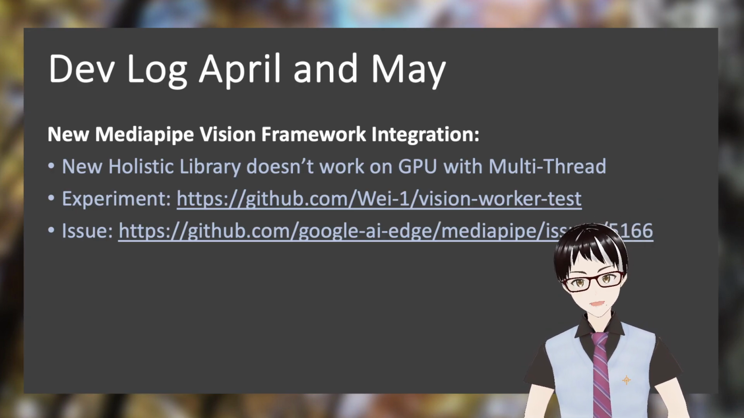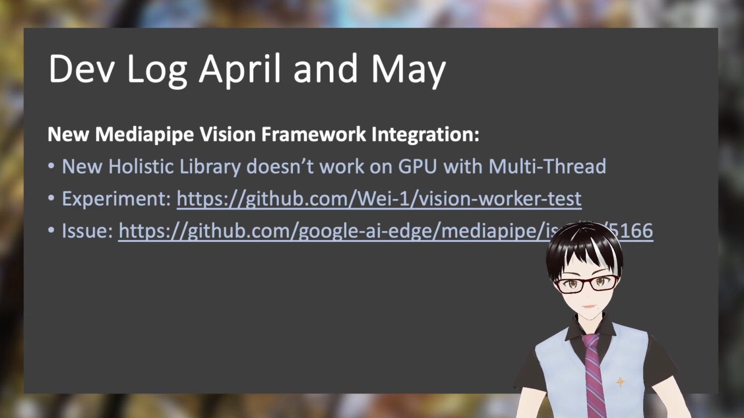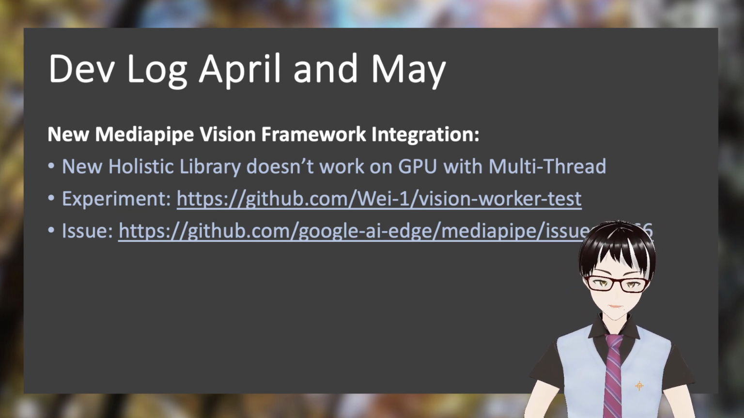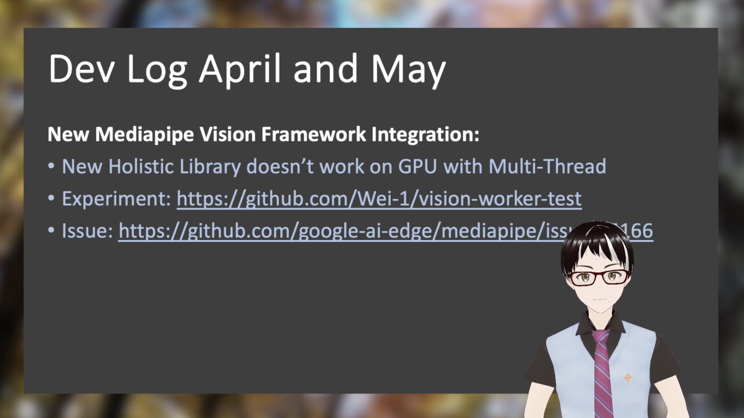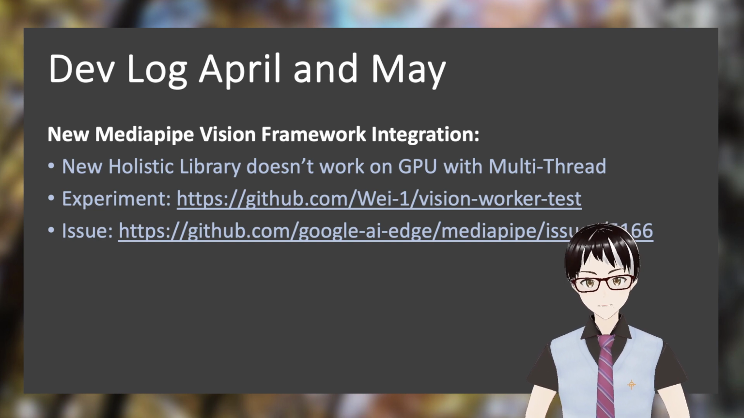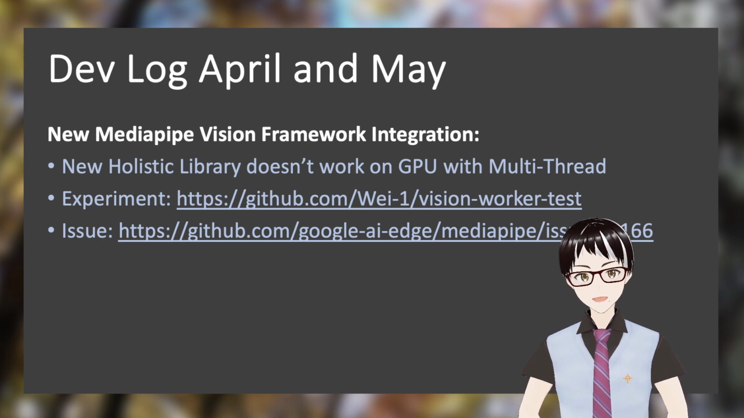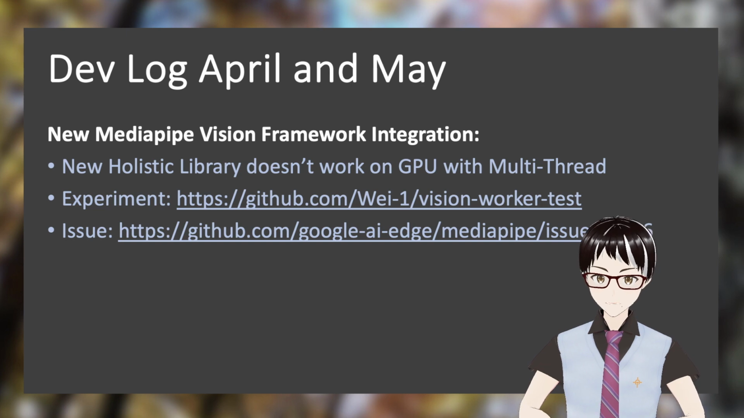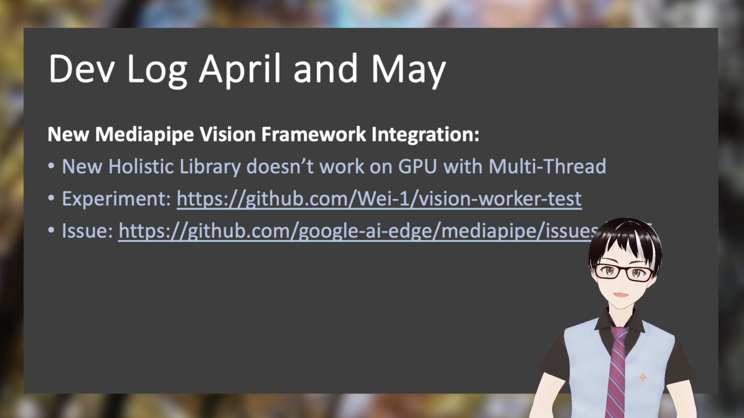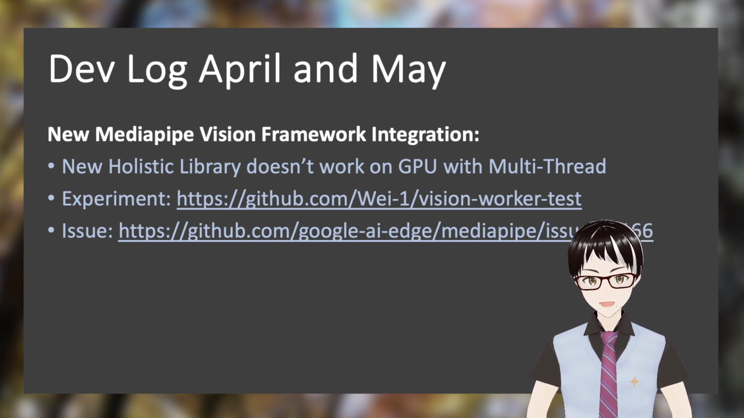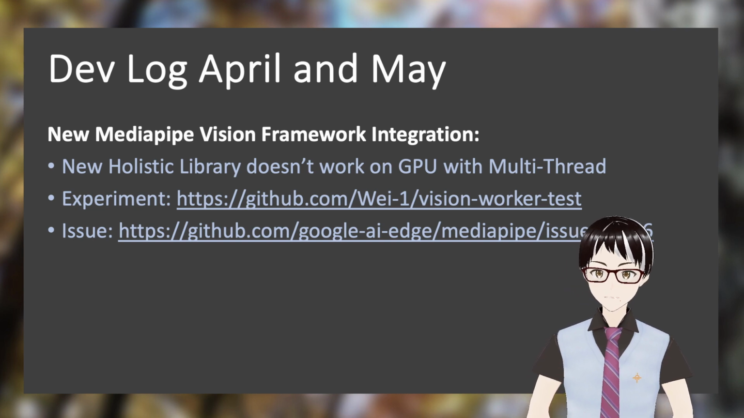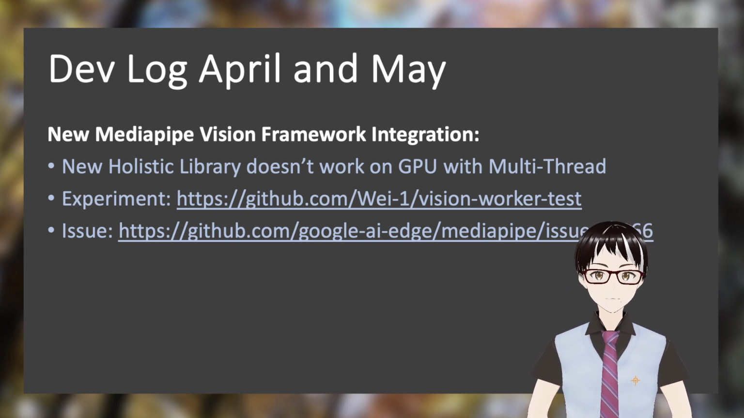We're trying to integrate the MediaPipe vision framework with the new holistic model so that we'll be able to run it in multi-thread and also run the holistic model to support the new 52 blend shapes. When we tried to do it in March, we reported that both these features, multi-thread and 52 blend shapes, are supported in the new holistic library that was just added at the end of February, I believe.